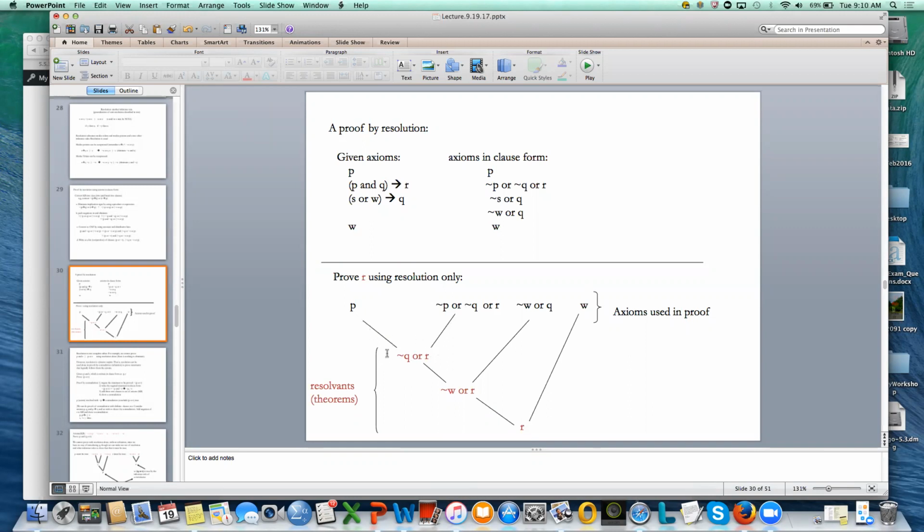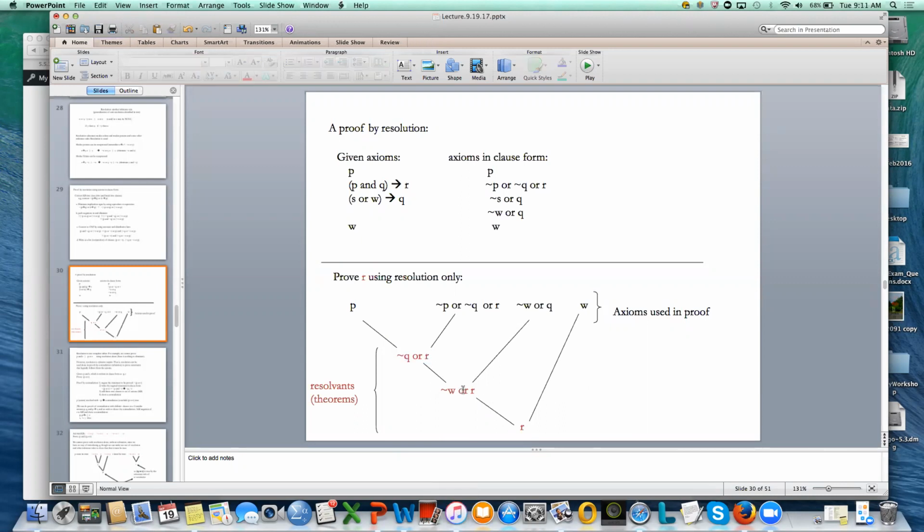This would be a theorem. This follows from the known axioms, not Q or R, by canceling out or eliminating the references to P. I can take this theorem and I can resolve it with this theorem because I have conflicting propositions, not Q and Q. This resolves to not W or R. Not W from here, R from here. This is another theorem that results from resolving these two statements.